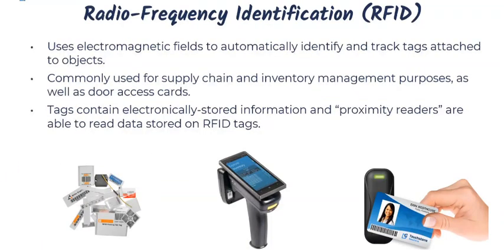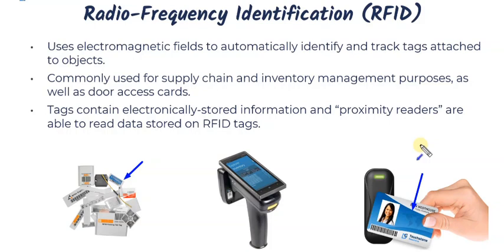Moving on to radio frequency identification, better known as RFID. So how does RFID work and where is it commonly used? Well, RFID uses electromagnetic fields to automatically identify and track tags that are attached to objects. So what does that mean? Well, this is an example of RFID tags, and also in this card, there could potentially be an RFID tag as well, where we have information embedded in those tags, and we can use them for security purposes, and we can also use them for supply chain and inventory management purposes.